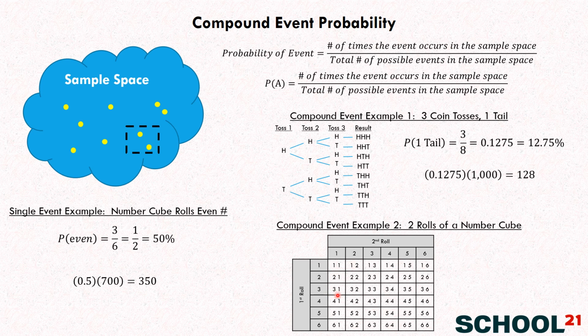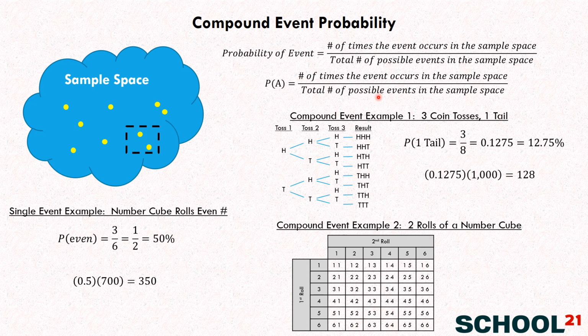So here's all the possibilities in the what? What do we call this? The sample space. This is all of them. How many possibilities are in this sample space? Let's see, 6 times 6, 36. 36 different possibilities if you roll a number cube twice. So that's going to be your denominator no matter what.